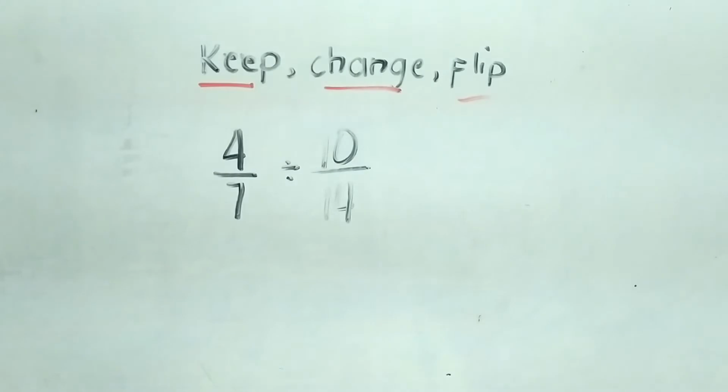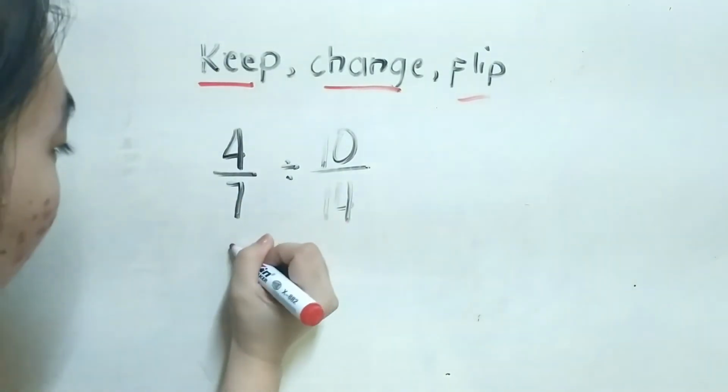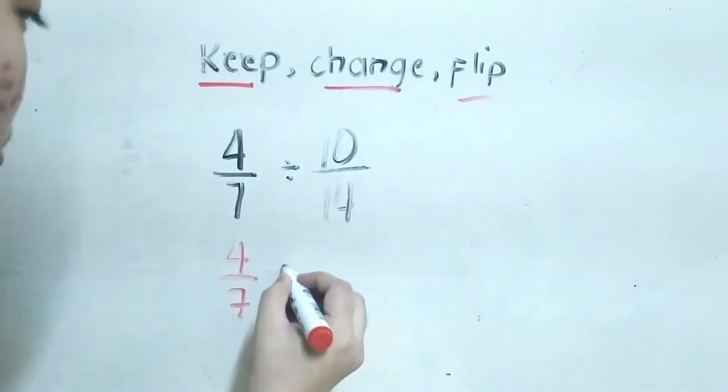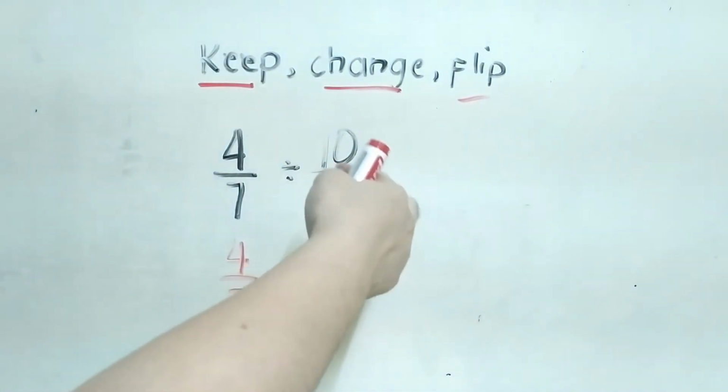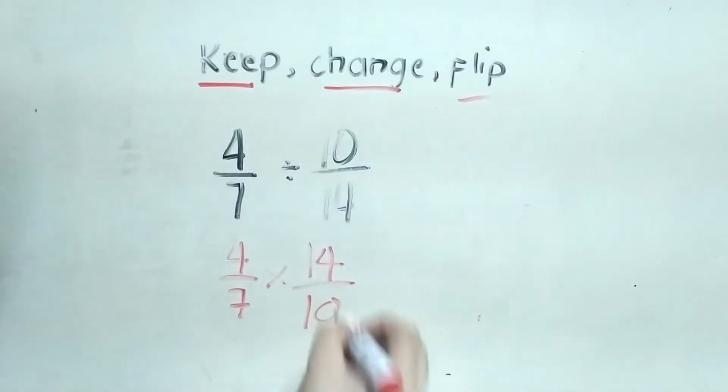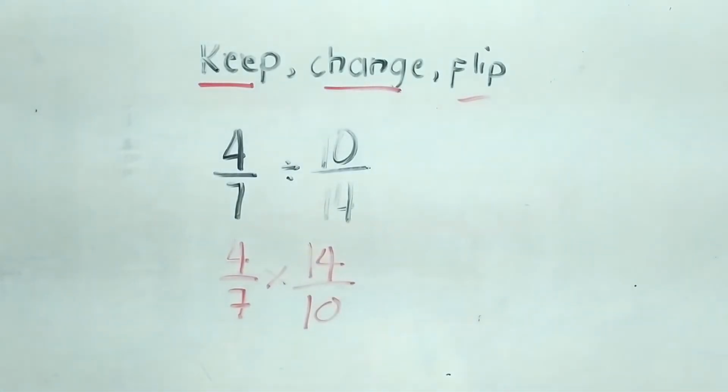So, another example, 4/7 divided by 10/14. So, copy lang natin siya. Keep 4/7 and then change to multiplication and then flip 14/10. So, since ang ating number ay malalaki, pwede nating gamitin ang canceling out para mas madali natin makuha ang sagot.